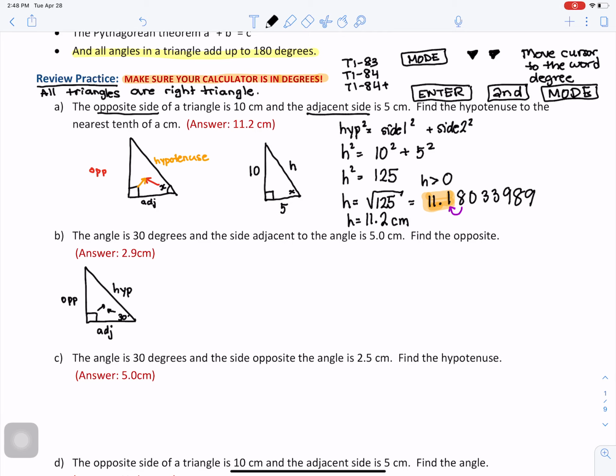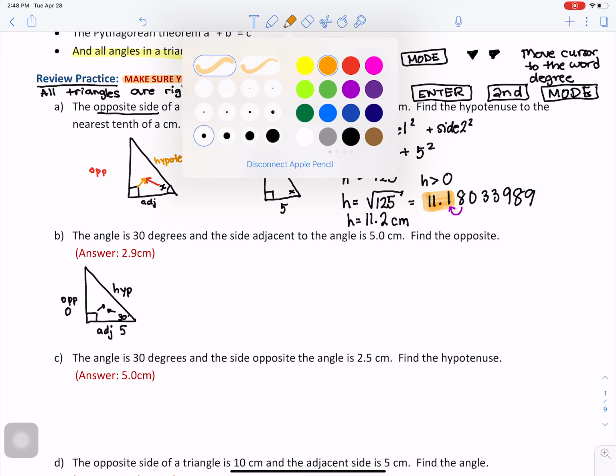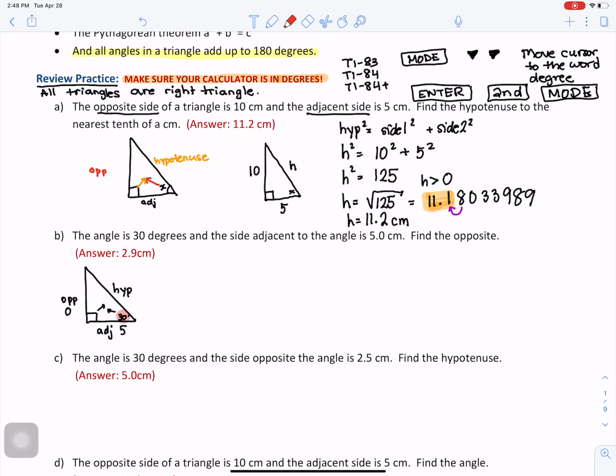And the value of the adjacent is 5. And I'm looking for the opposite, which I'm going to call O. So now, when I look at my triangle, I have my angle, I'm looking for my opposite, and I have a value in my adjacent. So in my SOHCAHTOA, I'm going to try to figure out which ratio I want to use. And you can see here that tan has the opposite and adjacent side in its formula.